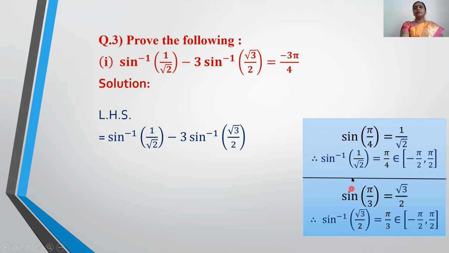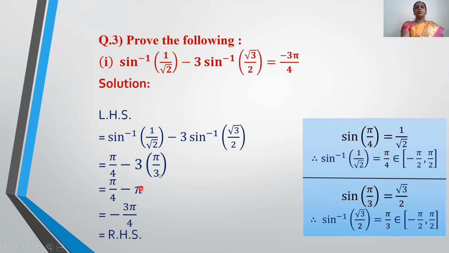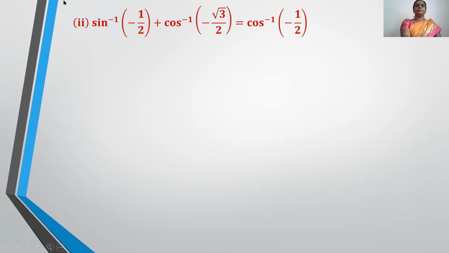Now we will keep these values in the equation. After keeping these values in equation, write down here, this is equal to pi by 4 minus 3 times pi by 3. Now simplify this. After simplification, this is pi by 4 minus pi, and simplify this, we will get this is equal to minus 3 pi by 4. And this is nothing but your right hand side. In this way, we have proved left hand side equal to right hand side. Therefore, sin inverse 1 by root 2 minus 3 times sin inverse root 3 by 2 is equal to minus 3 pi by 4. Let's see the next example.